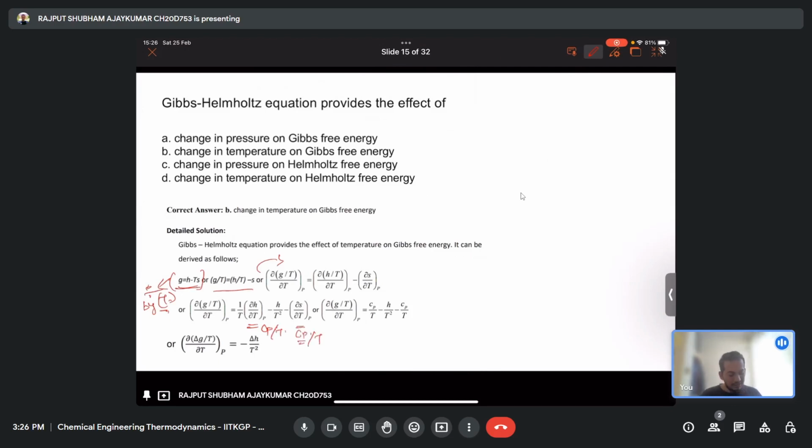So this has been derived from the thermodynamic web relationships, as well as this is the definition of specific heat at constant pressure, that is del H by del T at constant pressure. And this term has been derived from the Maxwell property relationship. So you can see these two terms cancel out. The only term remaining is minus delta H by T square. So it will be the change of temperature on the Gibbs free energy. So the correct answer is P.